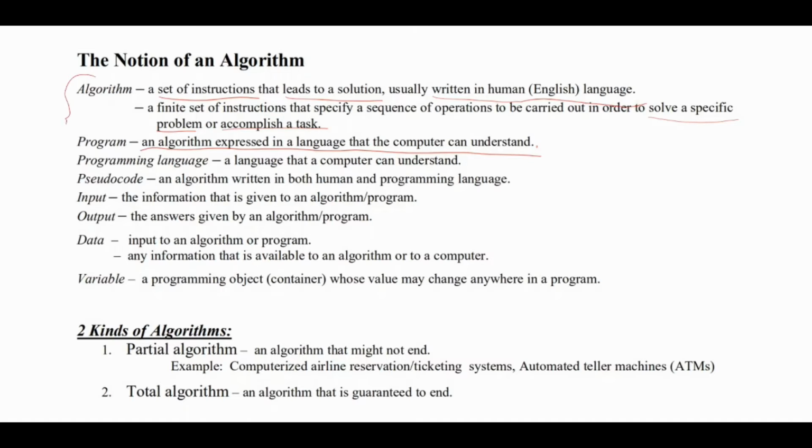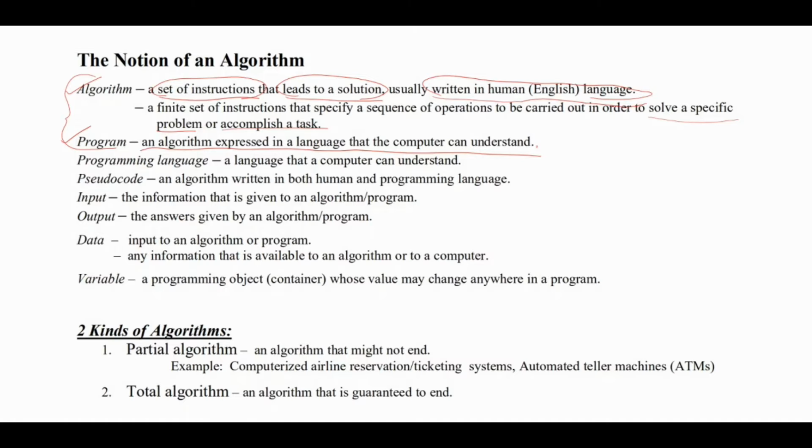So, what is similar about these two terms, algorithm and program? They are actually the same in describing a set of instructions, right? That leads to a solution of the problem or that performs a task or solves a problem. But the difference between algorithm and program is that an algorithm is written in human language.